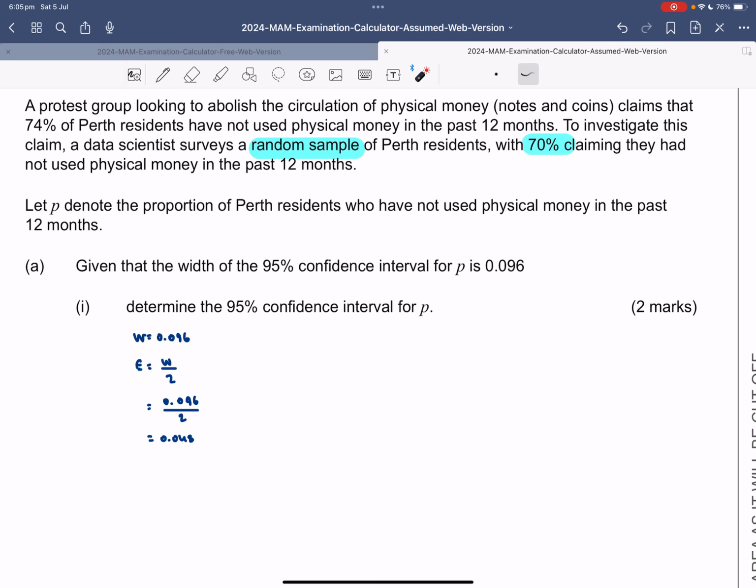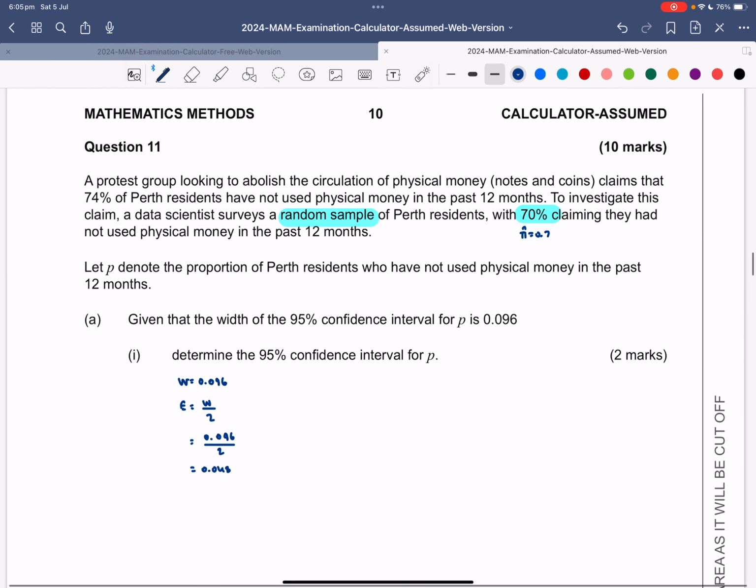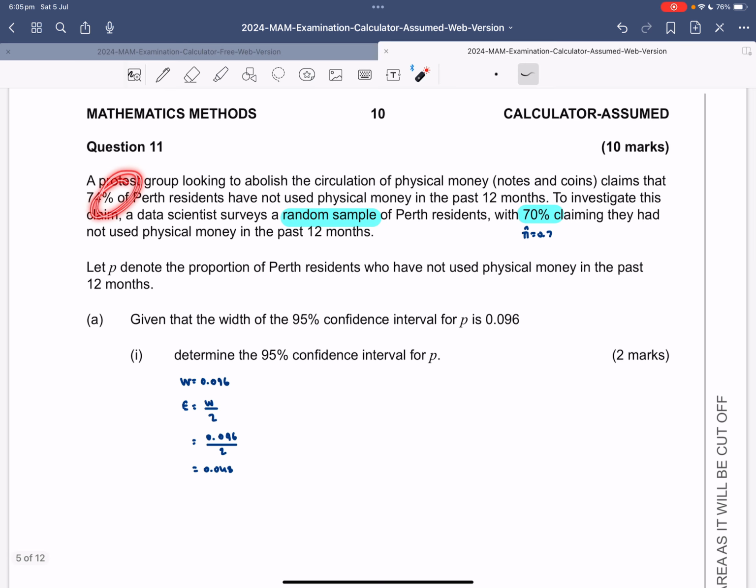Great. So if we know that, and we know that the sample proportion is 0.7. This topic is all about trying to read behind the English. So we can't use the 74%. That's just what some protest group claims. We can only create a confidence interval based on a random sample.